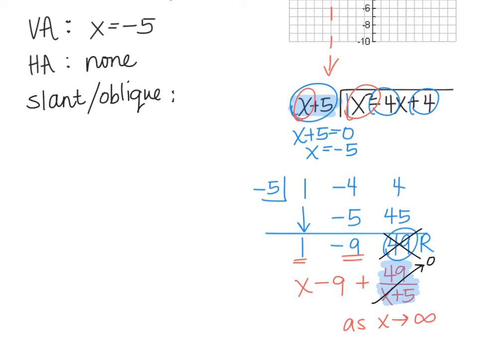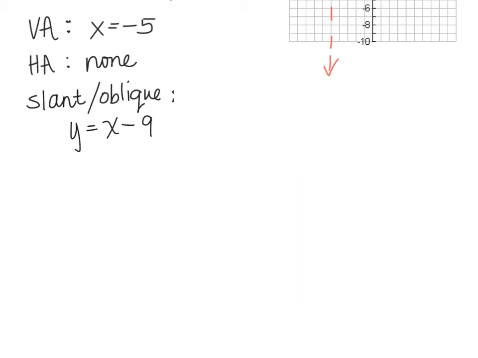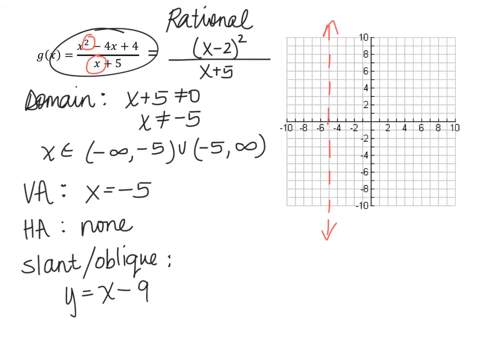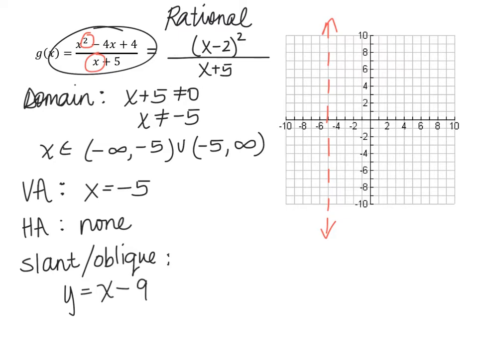The remainder is not needed because it becomes so very, very small as x becomes a very, very large number. So x minus 9 here gives us essentially the equation for the slant asymptote. So our slant asymptote would be the line y equals x minus 9. So next, let's go ahead and graph that slant asymptote. So it's a line, y equals x minus 9.